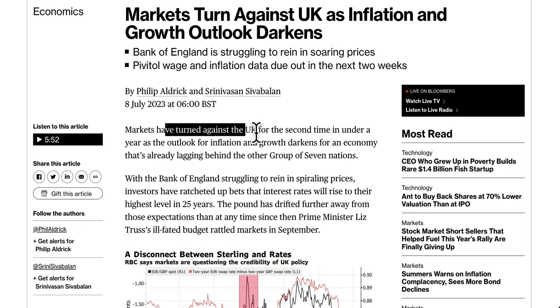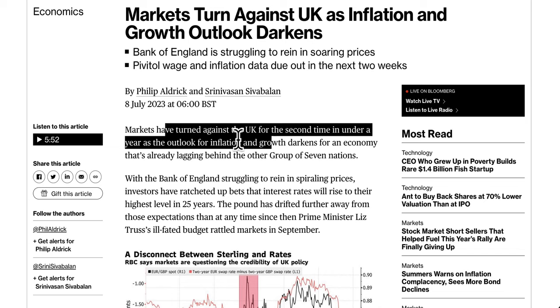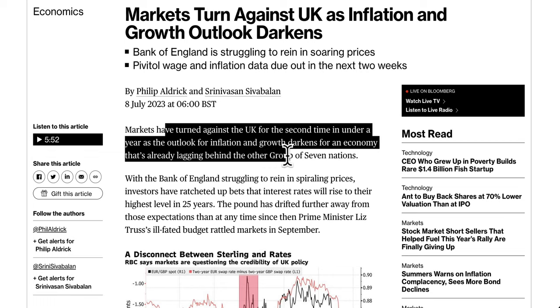So markets have turned against the UK for the second time in under a year as the outlook for inflation and growth darkens for an economy that's already lagging behind the other group of seven nations. And basically what this is saying is that the more central banks hike, the more the economy contracts. So if central banks are seen as being too aggressive, then in fact a recession is probably due.